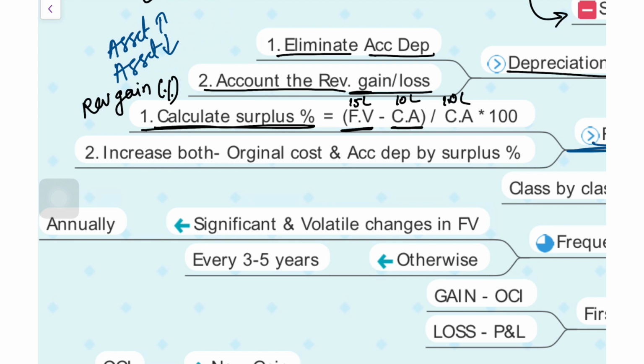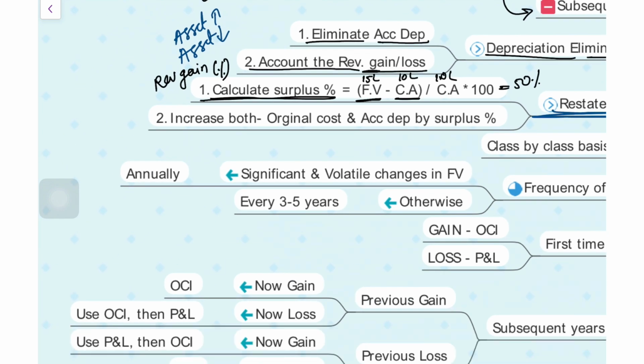Let's do it on the calculator. So it's 15 lakh minus 10 lakh, divided by 10 lakh, into 100. So it is 50%. So 50% is your surplus percentage. By 50%, the value of your asset has gone up. So first find out the surplus percentage.